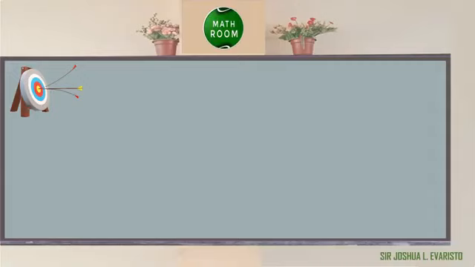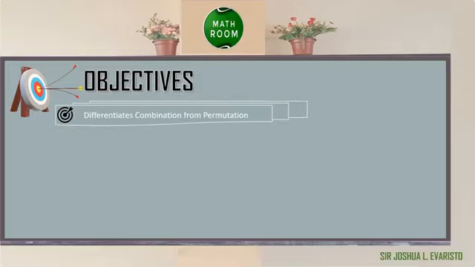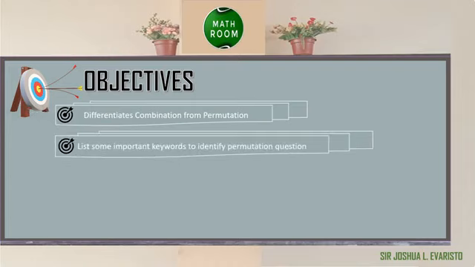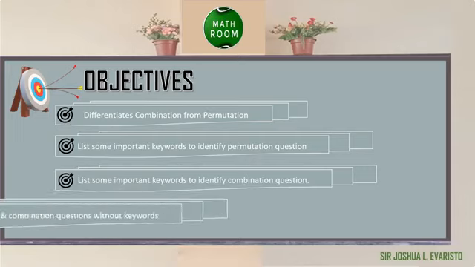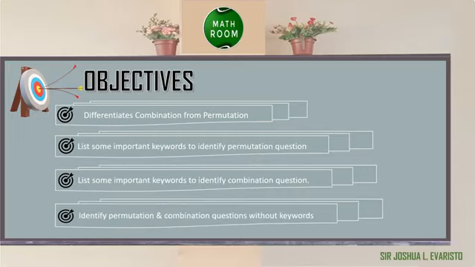Before we proceed on our discussion, let me present to you our objectives. At the end of this lesson, you should be able to differentiate combination from permutation, list some important keywords to identify permutation questions, list some important keywords to identify combination questions, and identify permutation and combination questions without keywords.